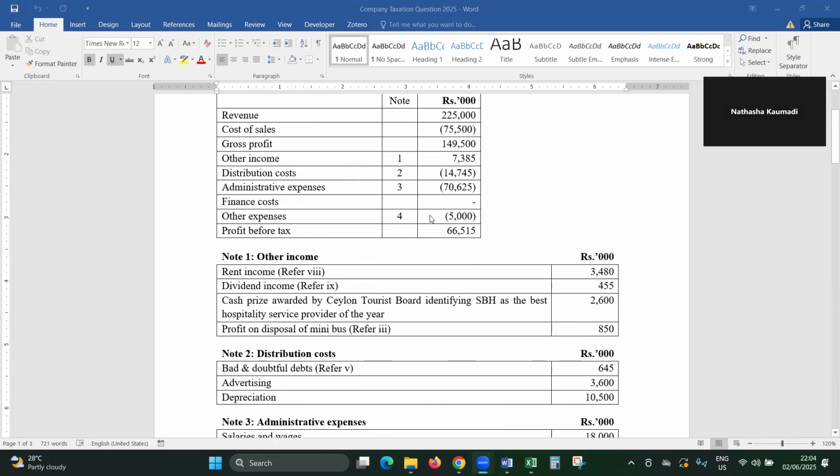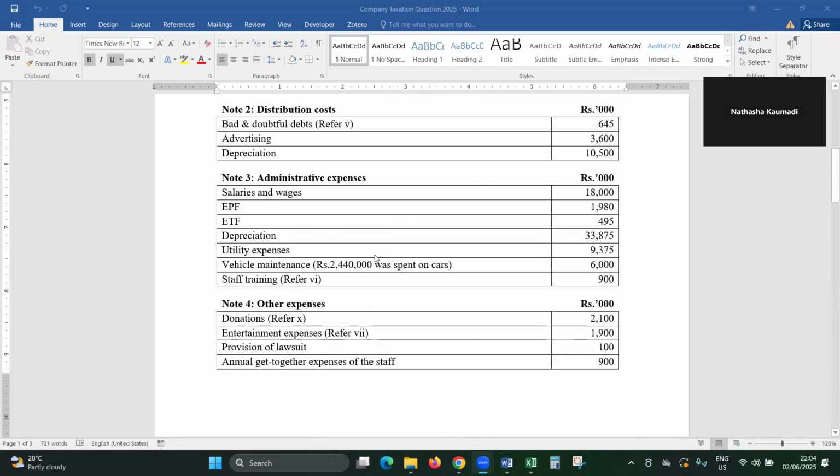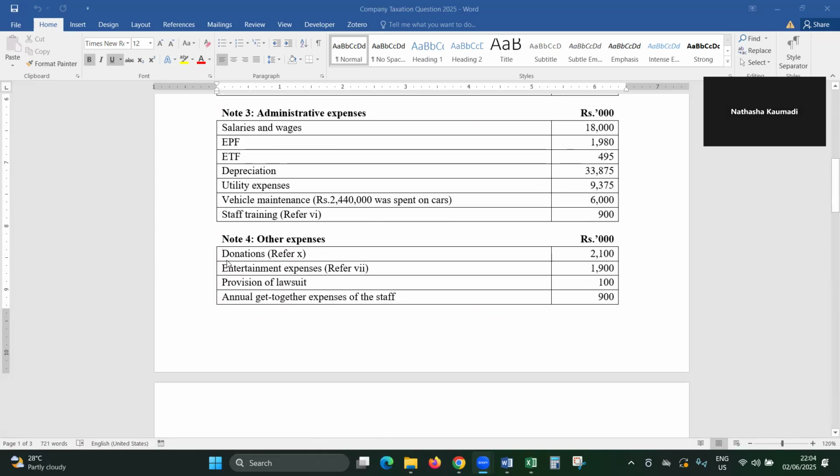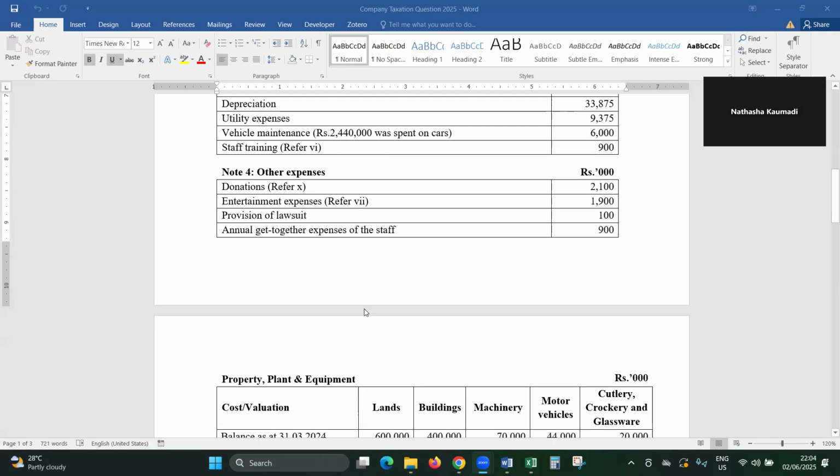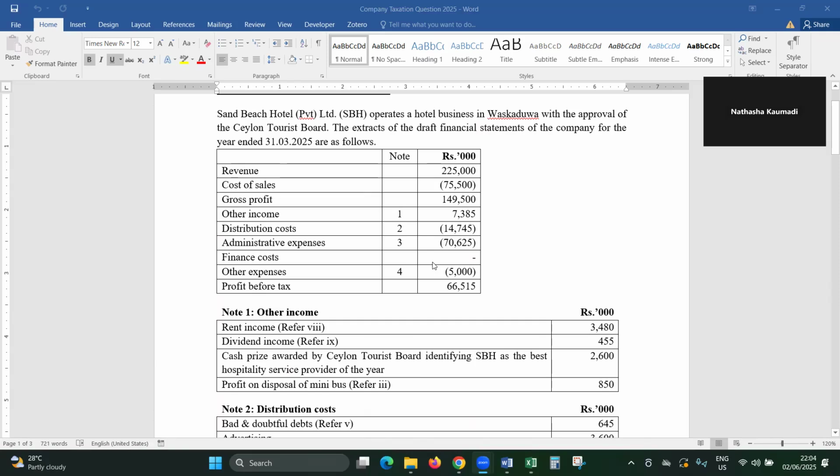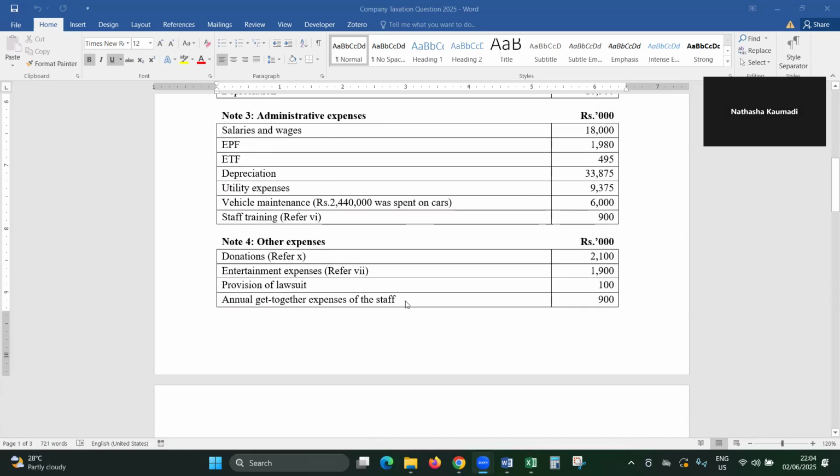The last note number in the P&L, note number 4, is about other expenses. You can see donations, 2,100 worth of donations, another note. Entertainment expenses, 1,900, another note reference. And then provision for lawsuit, annual get-together expenses of the staff. Those are the P&L related notes, 1, 2, 3, 4.